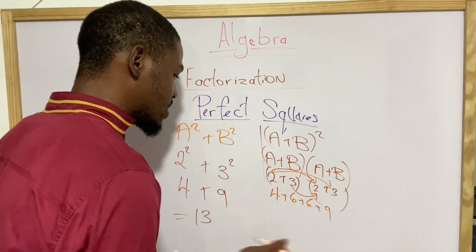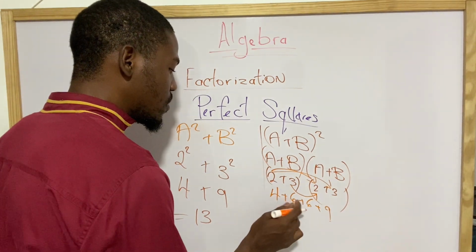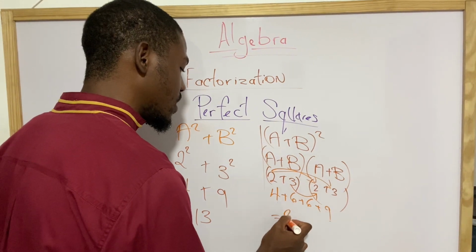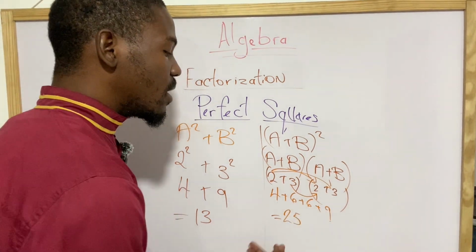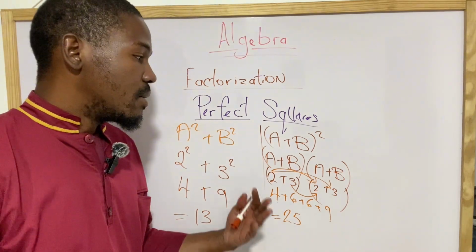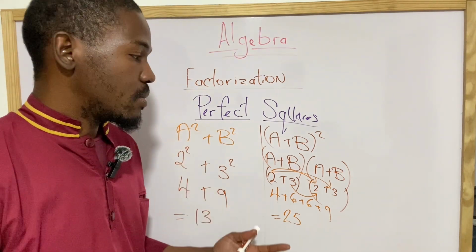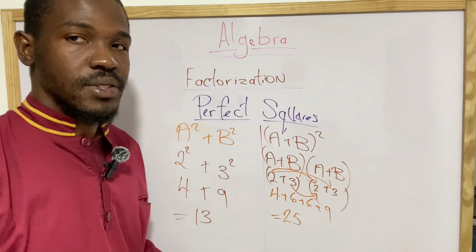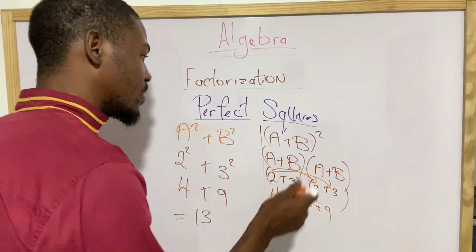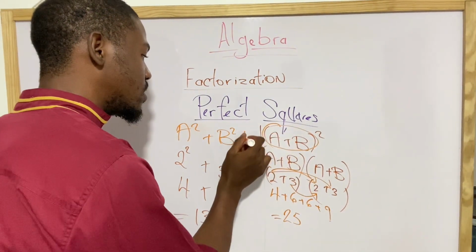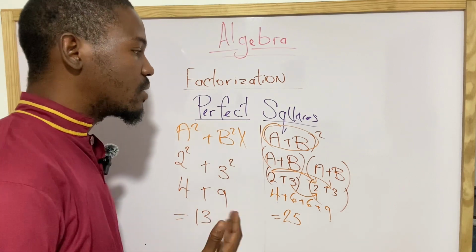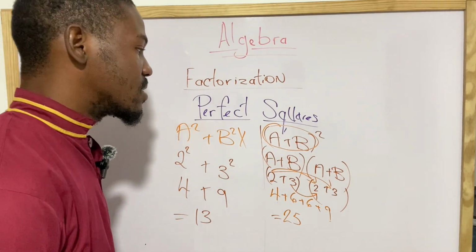In adding this, 4 plus 6 is 10, 10 plus 6 is 16, and 16 plus 9 gives us 25. So there you have it. That's a vast difference between a squared plus b squared and a plus b all squared. So perfect squares is this one right here. This one is perfect squares. This one is not perfect squares. I just needed to identify the difference so we can take a look at it.